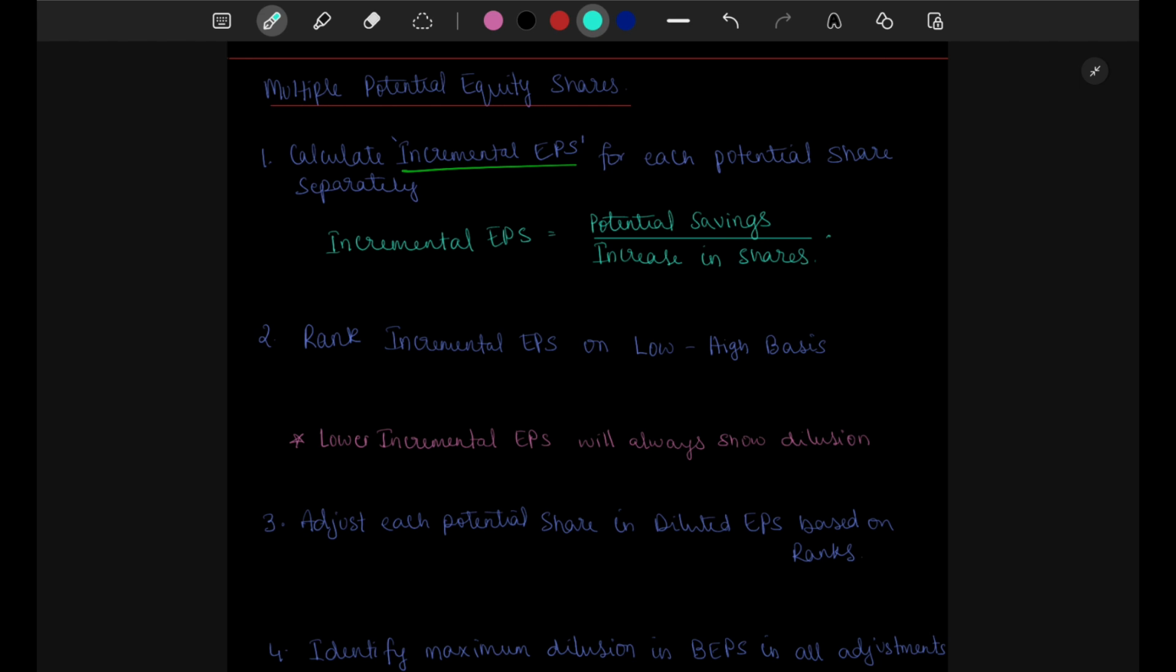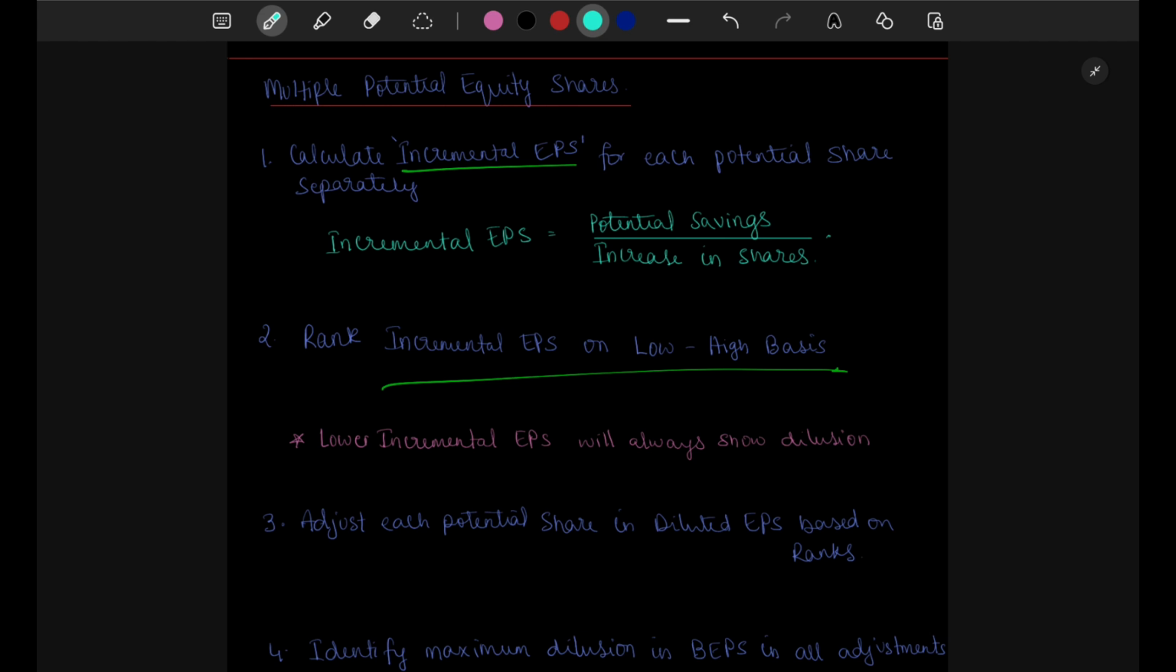So you will find out incremental EPS, and in the second step you will rank incremental EPS on a low to high basis. Whichever is lower, you will give it the first rank, and then follow to the next lowest one. Okay, so you will give it ranks like that, and then you will slowly add one by one to the EPS which you have already calculated until you find the maximum dilution.